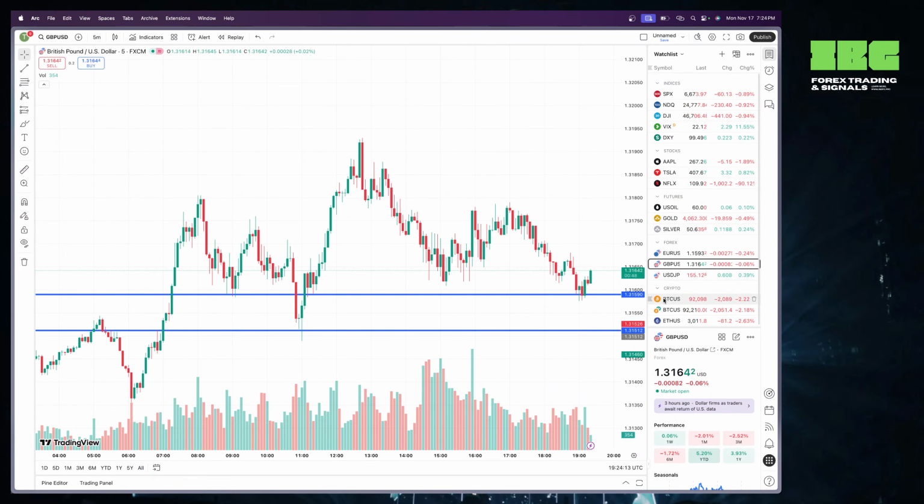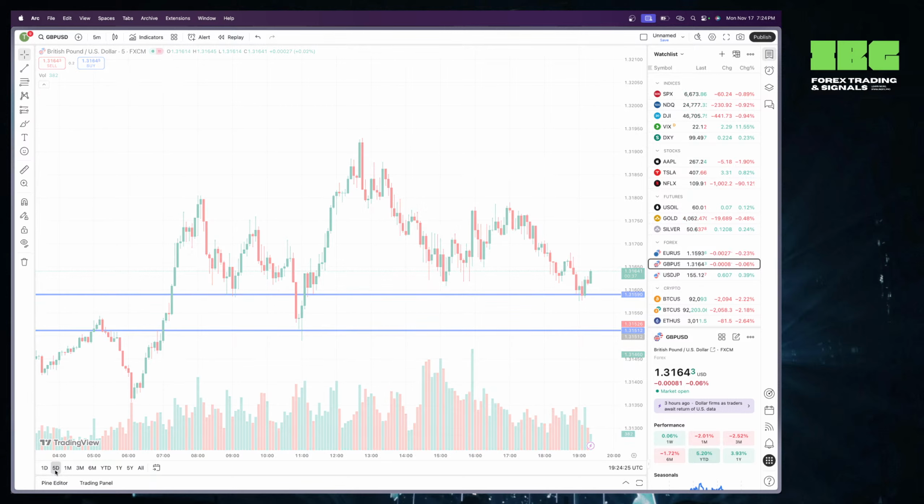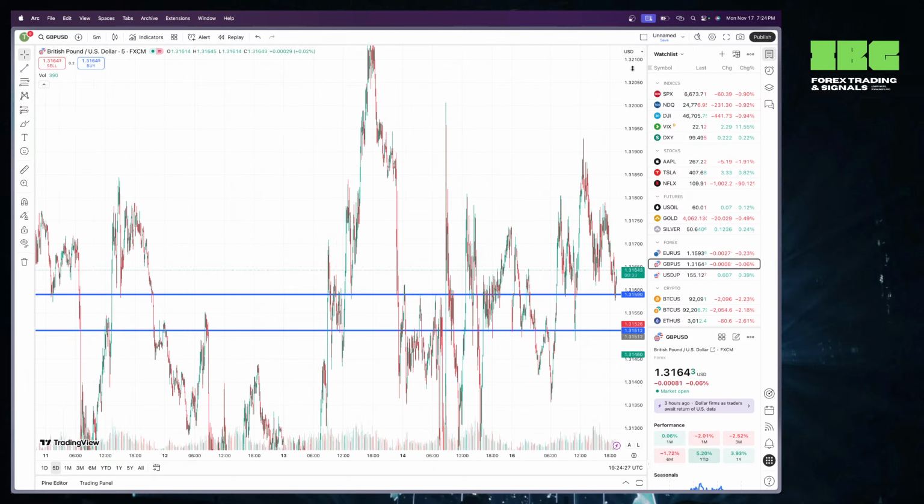So I'm looking at my TradingView chart for the GBP/USD, and the first thing I'm always going to do is determine the low and then the high. For example, I will first try to take 1 week, right? So let's say we take 1 week.